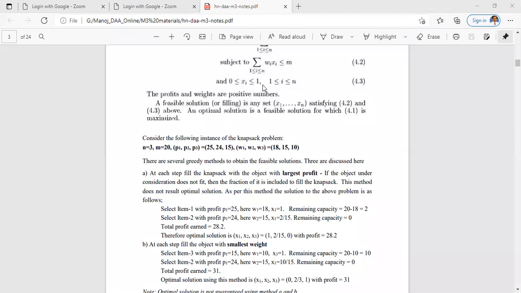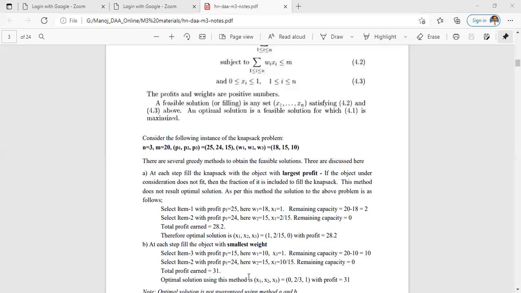So 25 into 1, it is 25, plus 24 into 2 by 15. You can make 24 into 2, it will give you 48 by 15. 48 by 15 will give you 3 point something. So 3 point something plus 25 is equal to 28.2 or so. So the total profit earned is 28.2.